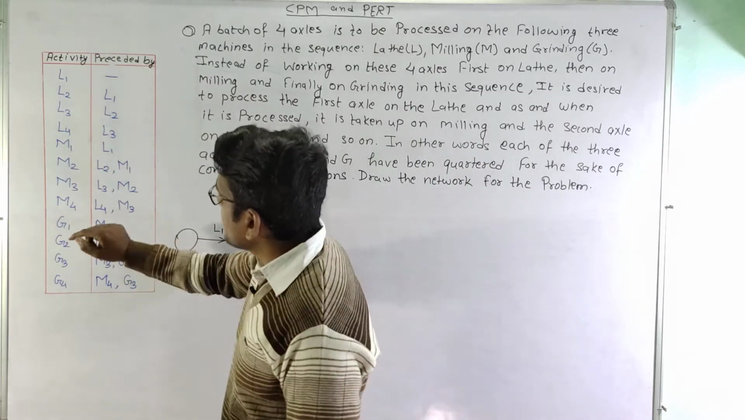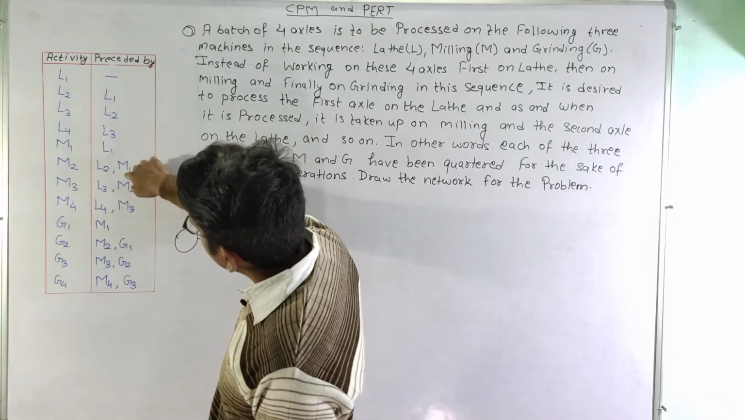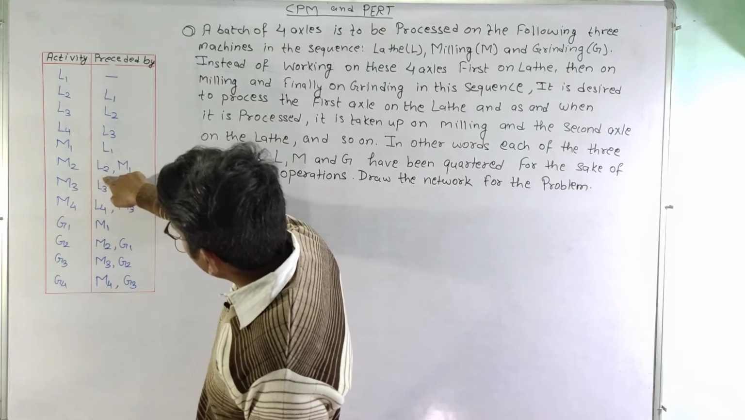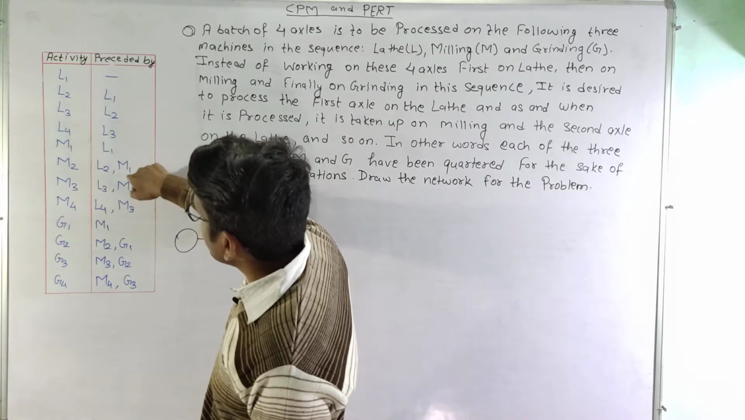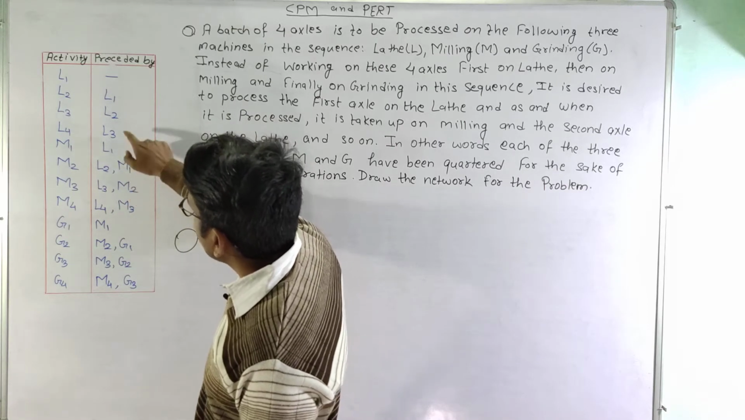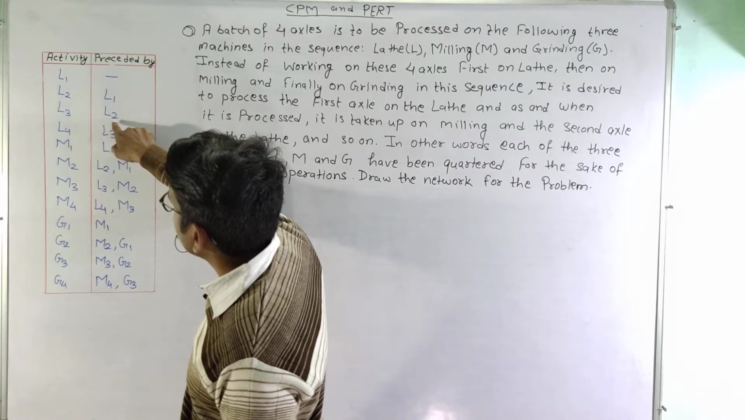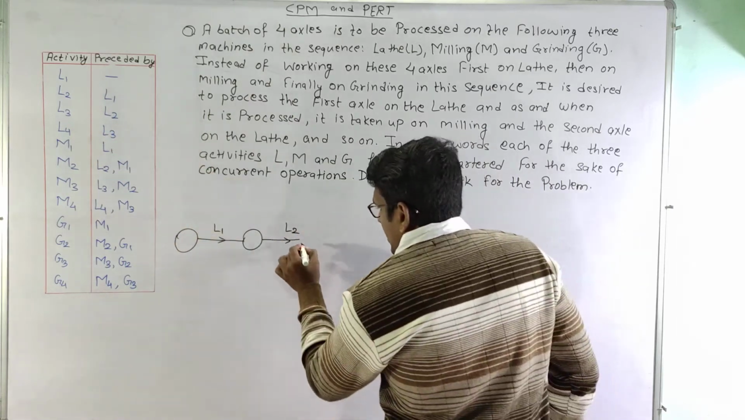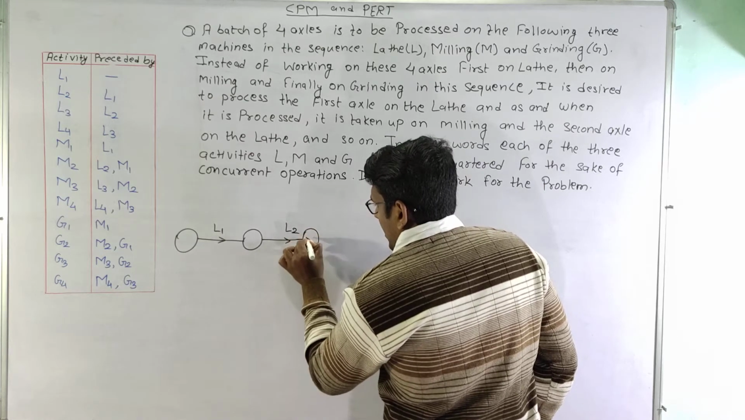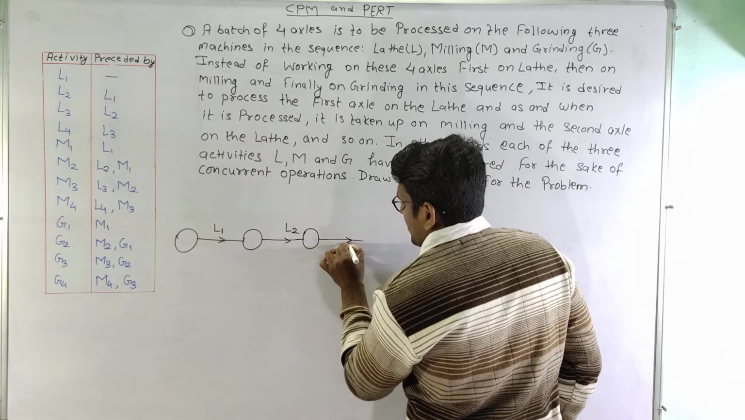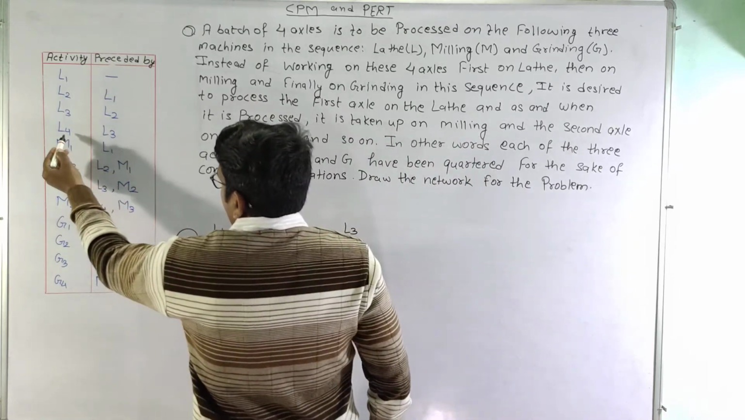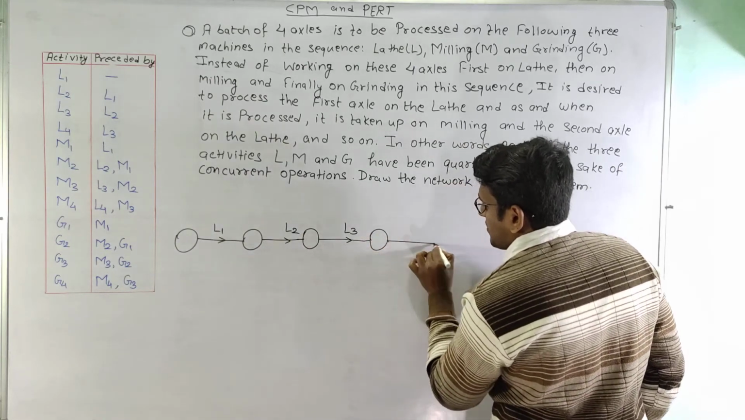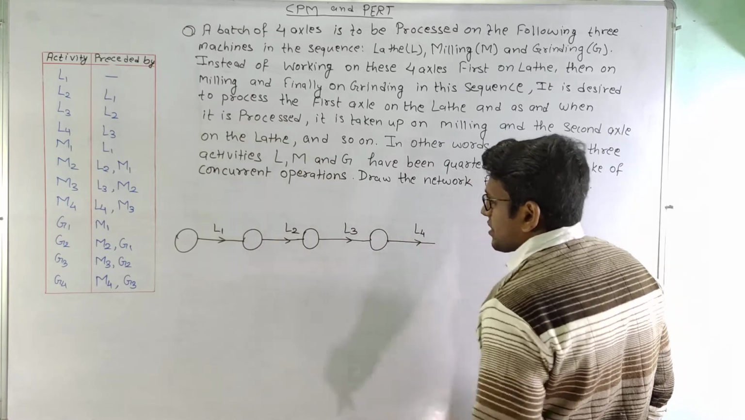And one more thing, we need to see the other precedence also. Because M2 is preceded by L2 and M1, there will be a dummy activity here, but the dummy activity will not lie for this, because L3 is directly preceded by L2 only. So as the activity L2 is completed, we can start activity L3. Similarly, L4 is preceded by L3. So as L3 is completed, activity L4 can be started.